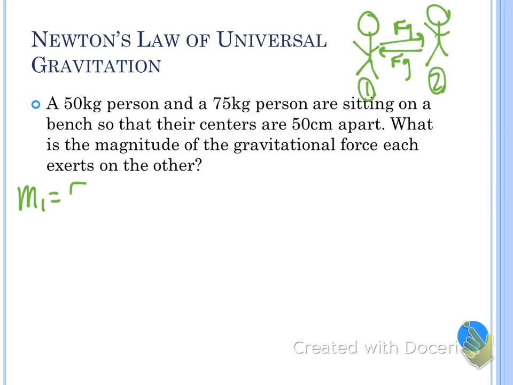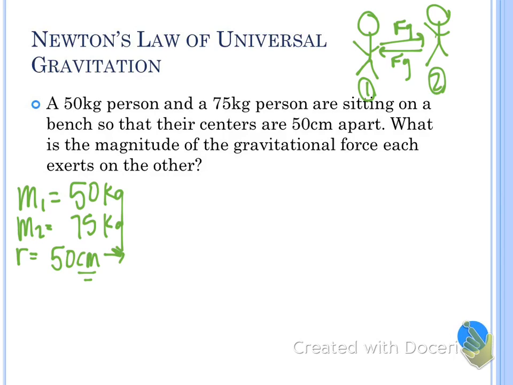M sub 1, or mass of the first person, is 50 kilograms. M sub 2 is 75 kilograms. Those are both in the correct unit, so no converting. We don't have to do any converting there for our masses. Our radius was given at a value of 50 centimeters. Is that the correct unit that we need? No, it is not. We need it to be in meters. And to convert from centimeters to meters, we're going to move that decimal place 2 to the left and get 0.50 meters.